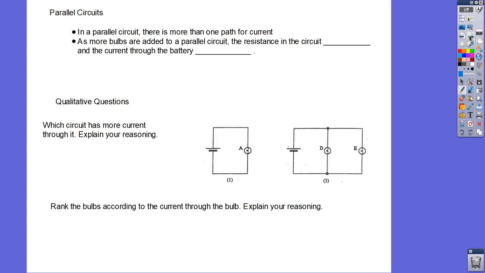Okay, so now we look at parallel circuits. Remember, in parallel circuits, there's more than one path for current. As more bulbs are added to the parallel circuit, the resistance in the circuit decreases, and the current through the battery increases.